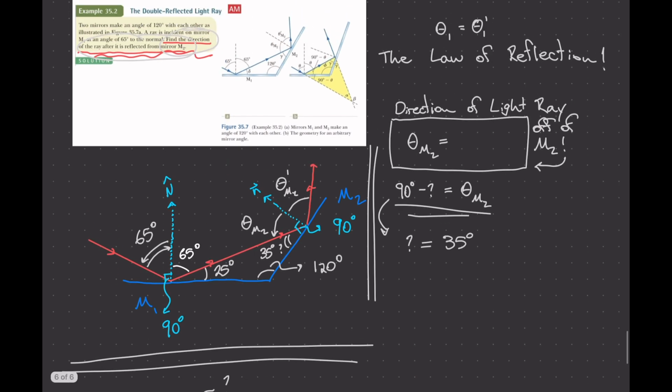So now that we have the question mark, we can do 90 minus the question mark, which is 35 degrees, and that'll give us theta m2. So 90 minus 30 is 60, right? Yes. Minus 5 is 55 degrees.